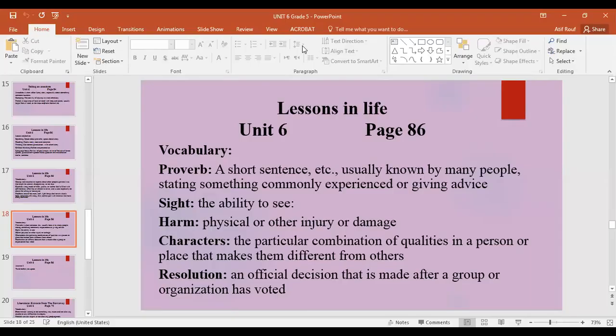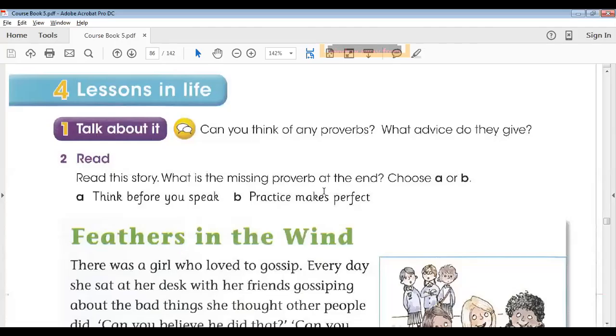After that, I asked the opening question to the class. So the opening question is, can you think of any proverb? What advice do they give? So I asked the students to share some of the proverbs, golden words, another simple way you can say, or good words from famous people or wise people around the world.